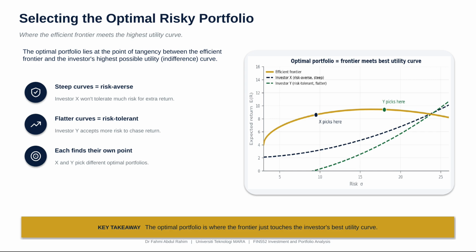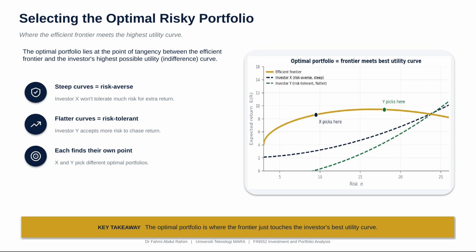The dashed lines are called utility curves or indifference curves. Here is the easy way to picture them. Along any one dashed line, the investor feels equally happy at every point on it. They genuinely don't care where on that single line they end up. Same satisfaction everywhere. That is literally why it's called indifference. They're indifferent between those points. Now, the important rule, the higher up a dashed line sits, the happier the investor is.